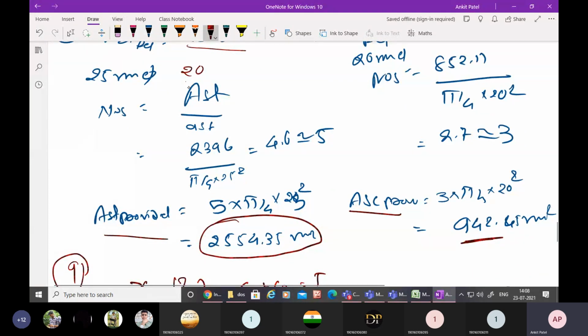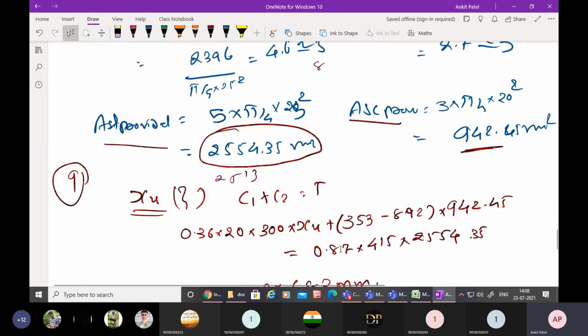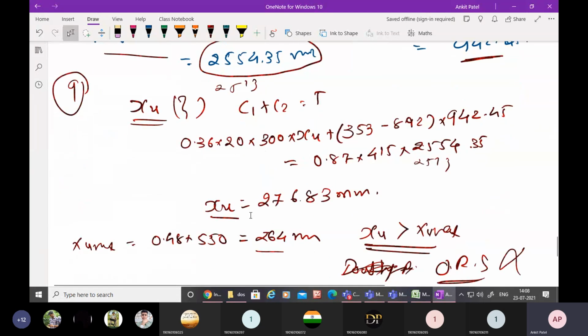If you use this 20 mm diameter, this will convert it to 8 number of reinforcement. Then this is your 2513. So you can use 2513 over here, and then just calculate the answer of XU, because the difference is only small, but this is in multiplication. So let's calculate this for 2513.